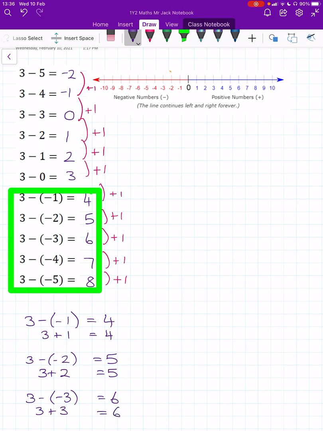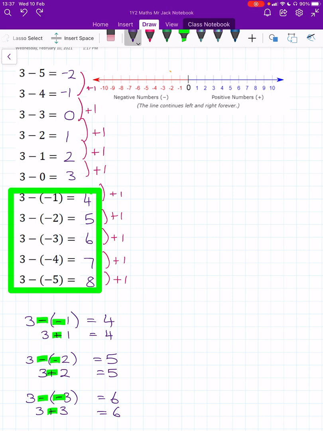So what we're actually saying here is that when we subtract a negative, we create an addition sum. Does that hold up for the next two questions? If we do 3 subtract negative 4, that becomes 3 plus 4, that's 7. And if we do 3 subtract negative 5, that becomes 3 plus 5, which is 8. So it does actually work if we continue that all the way through.